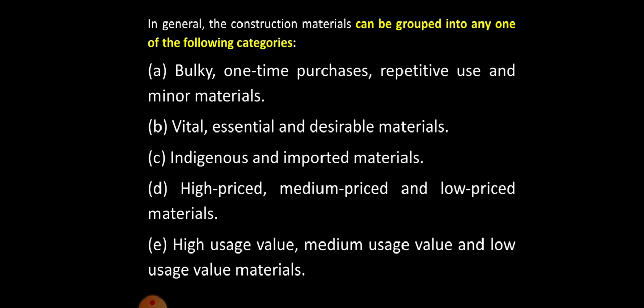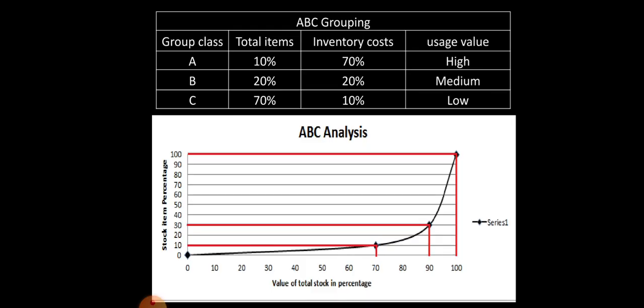The second category is the one in which the material is classified based on vital, essential and desirable materials. The third category is indigenous and imported materials. The next category is high priced, medium priced and low priced materials. The last category is high usage value, medium usage value and low usage value, and this is the most commonly used method for classifying materials in the construction industry. This classification is achieved by using ABC analysis.